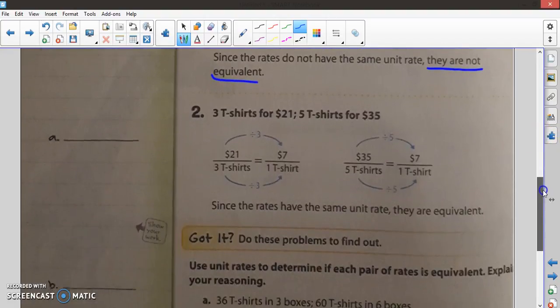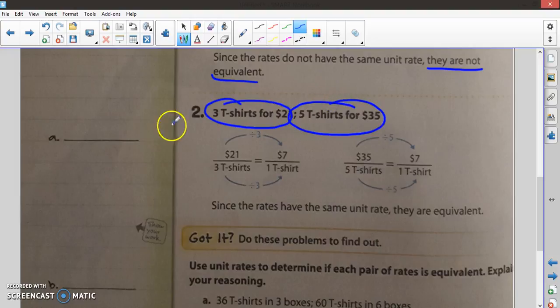Let's look at this one. We're going to check if 3 shirts for $21 is equal to 5 shirts for $35. So we write our fraction.